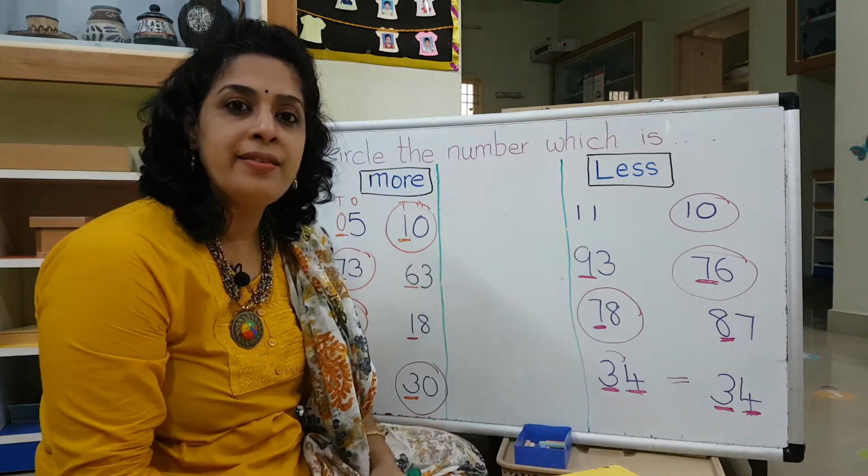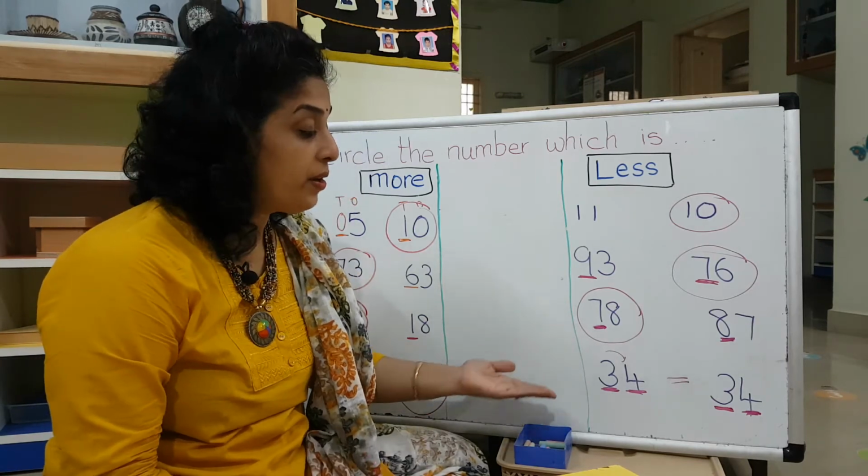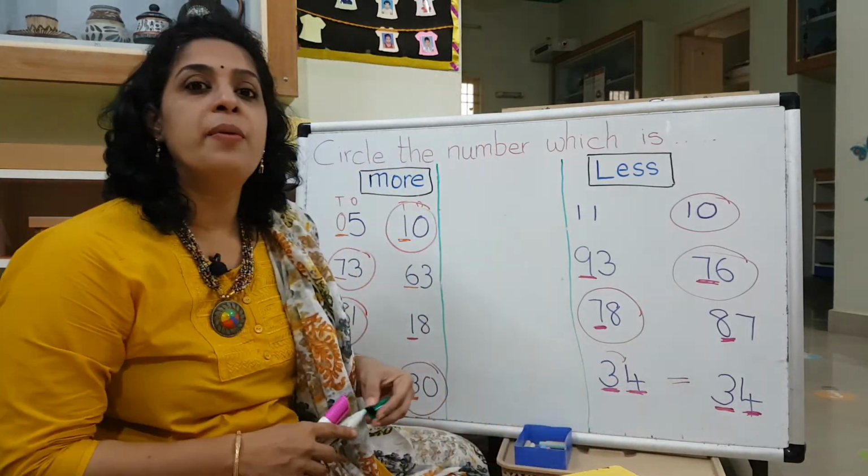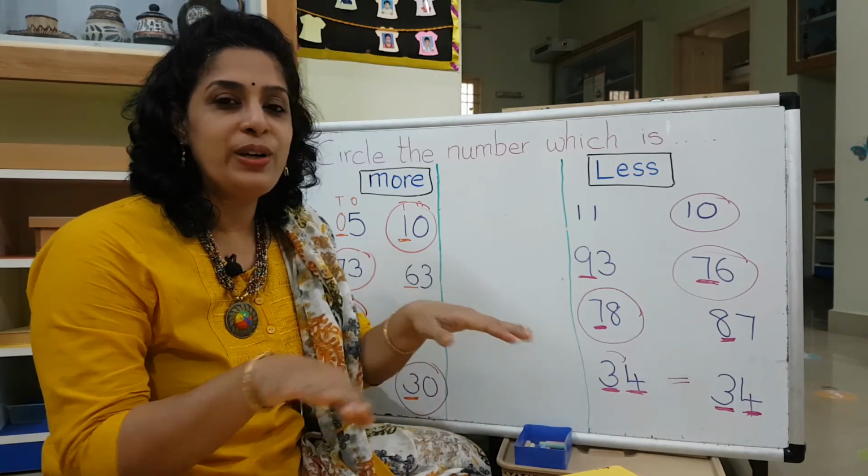Okay? So can I circle it? No. I cannot circle because there is nothing more or less. They are both same. That is what all children like. You all want it same.